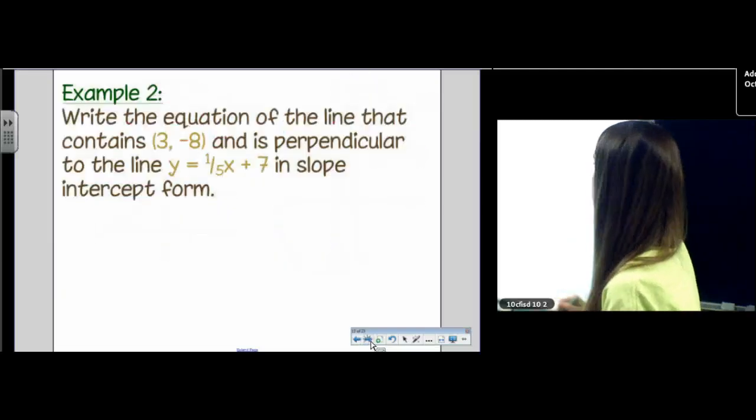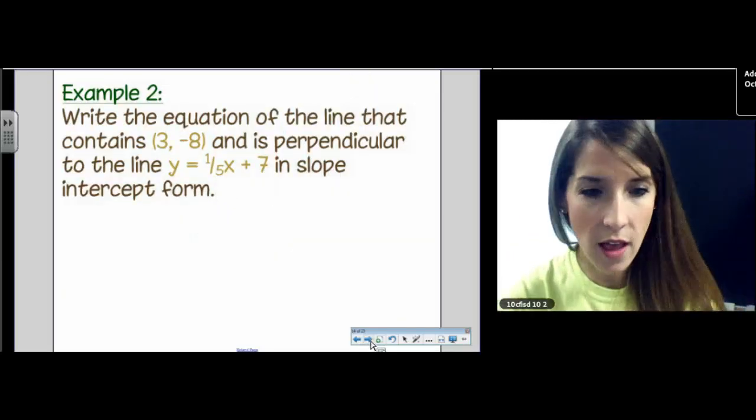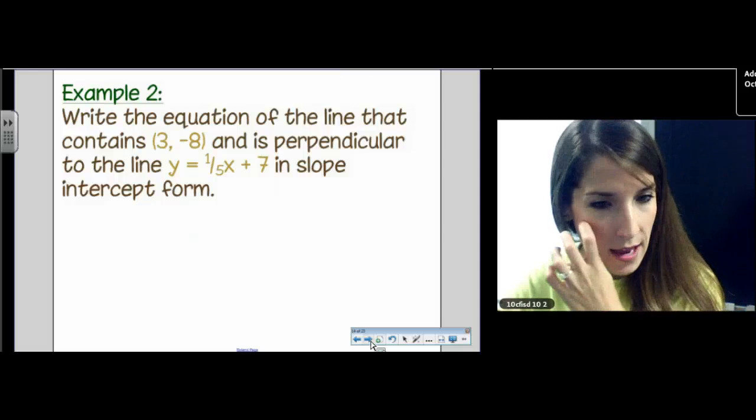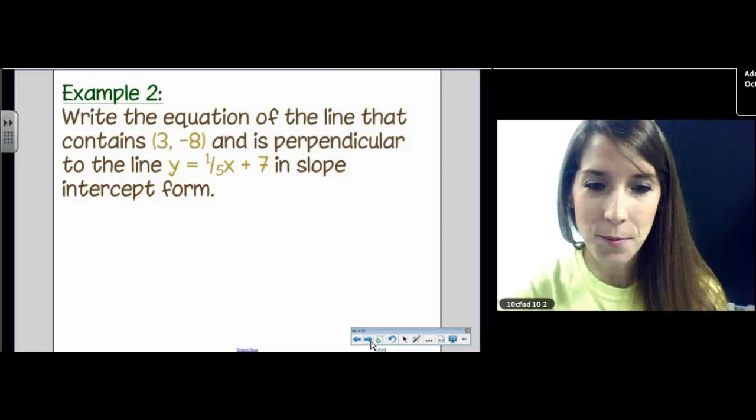All right. Example number 2. Write the equation of the line that contains (3, -8) and is perpendicular to the line y equals 1/5 x plus 7 in slope-intercept form.